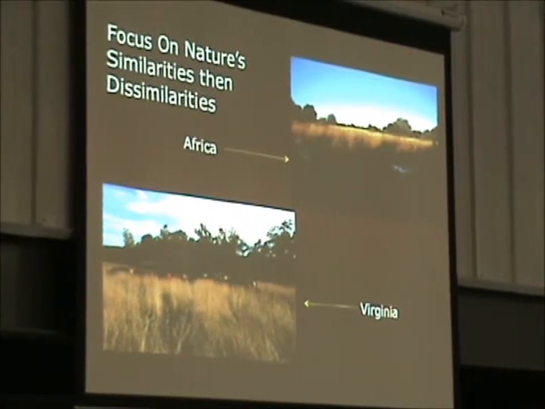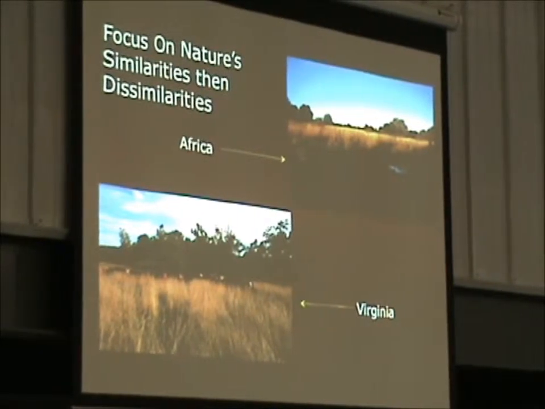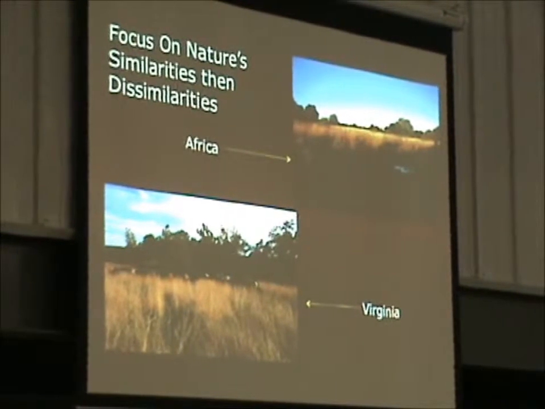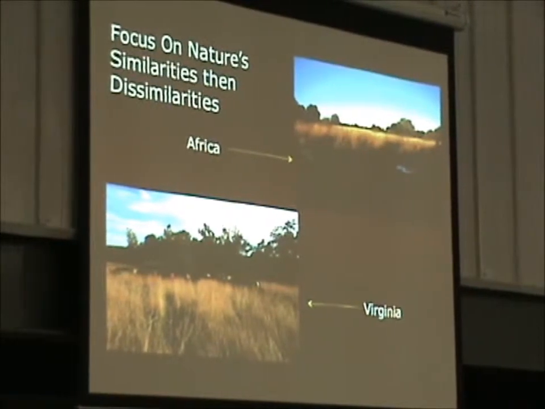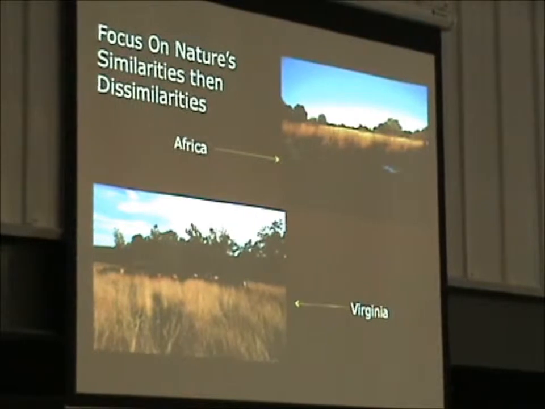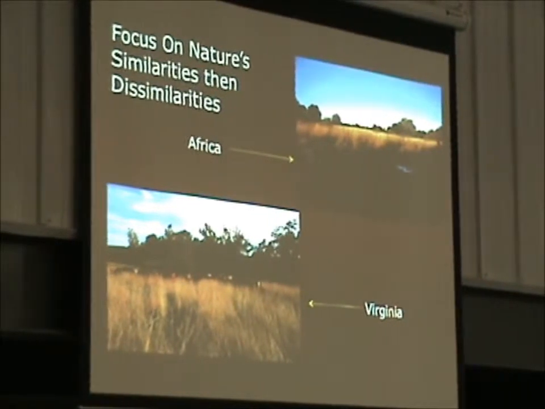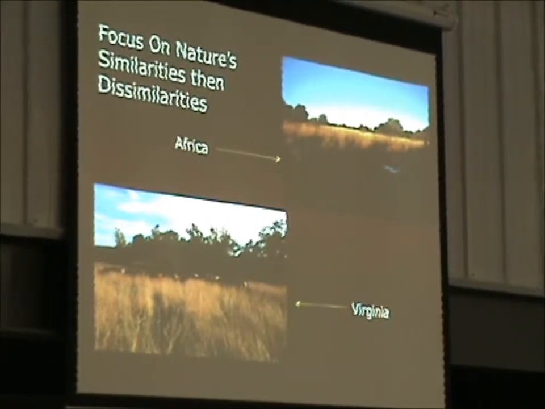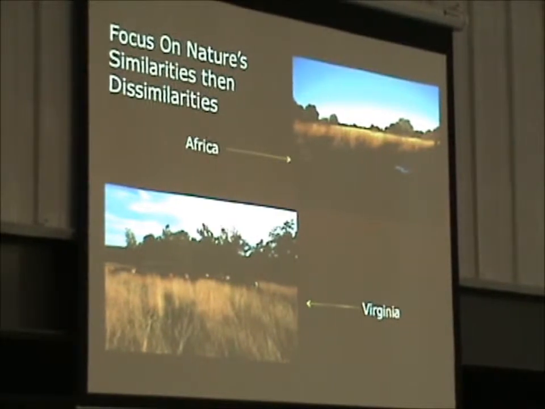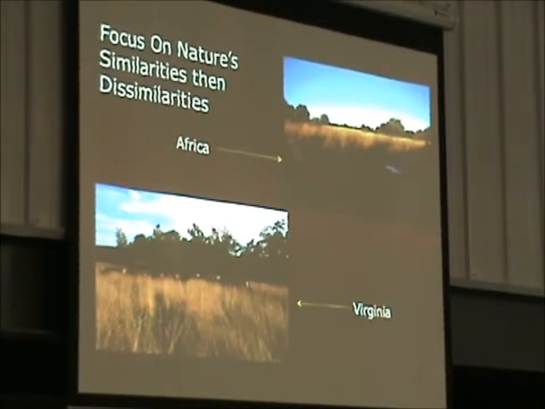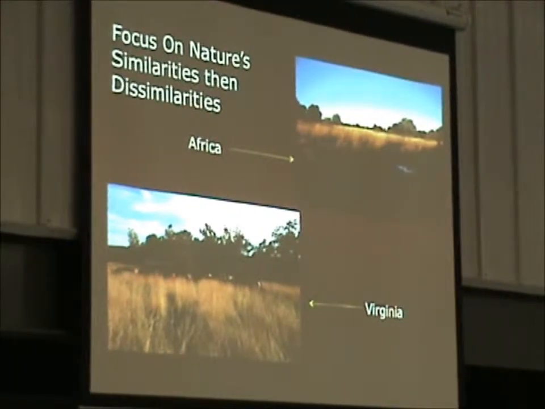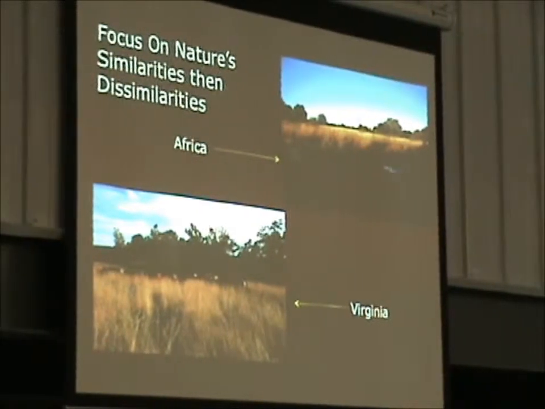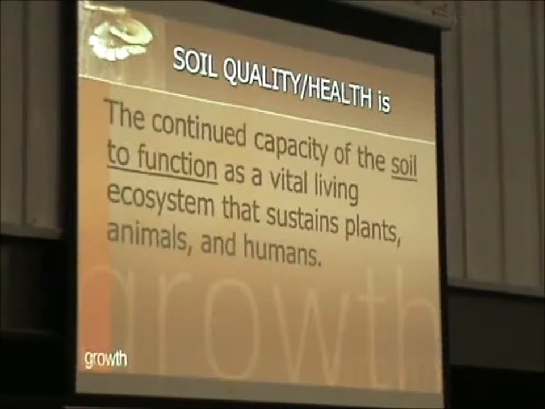Oh my goodness. See, we interpret things from our own context, and we've got to be careful when we do that. So what he's telling us, what is common in Virginia and Africa, Jane? They've got grass. Do they have microbes? Do they have soil? Do they have diversity? Yes, yes, yes. What we're saying is, understand those similarities that nature has.